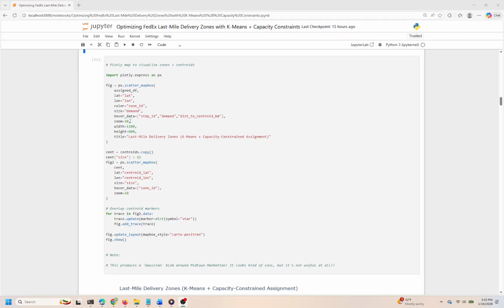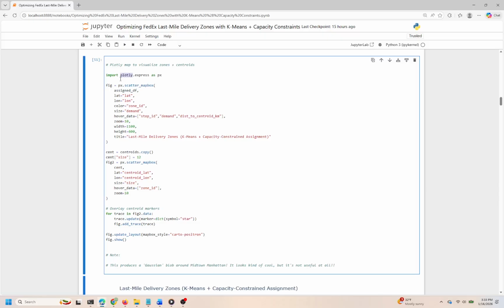Cell 5. This cell is designed to create an engaging visual representation of last-mile delivery zones along with their centroids using Plotly, an interactive graphing library. The visualization helps users better understand the spatial distribution of zones and their respective centroids, which can be vital for logistics and planning. The process starts with the initialization of a scatter mapbox, where we pass the relevant data from a data frame called assigned_df.